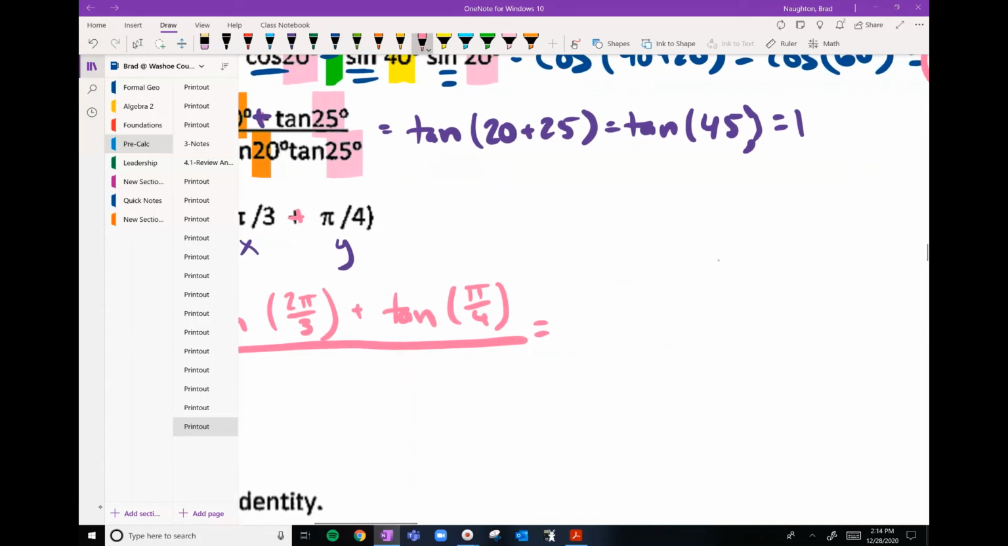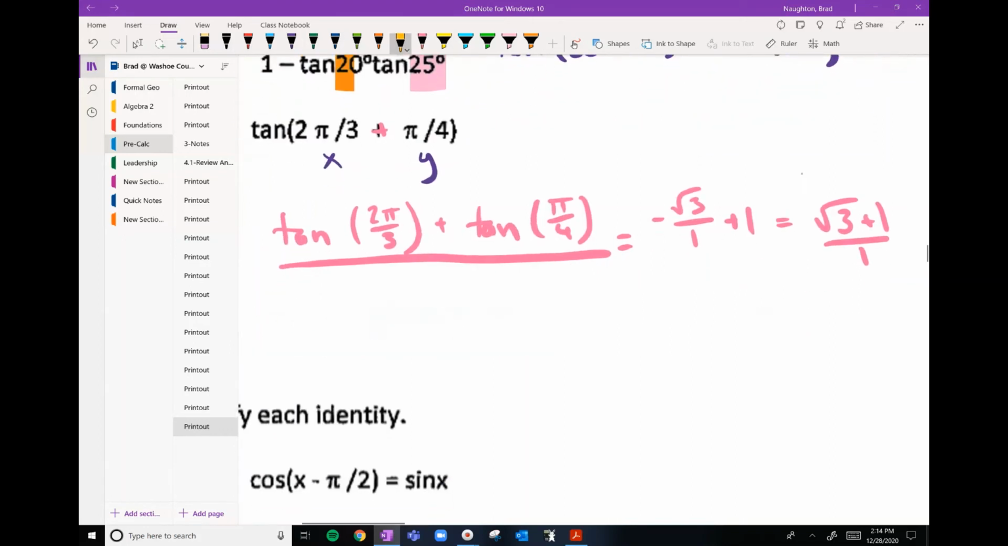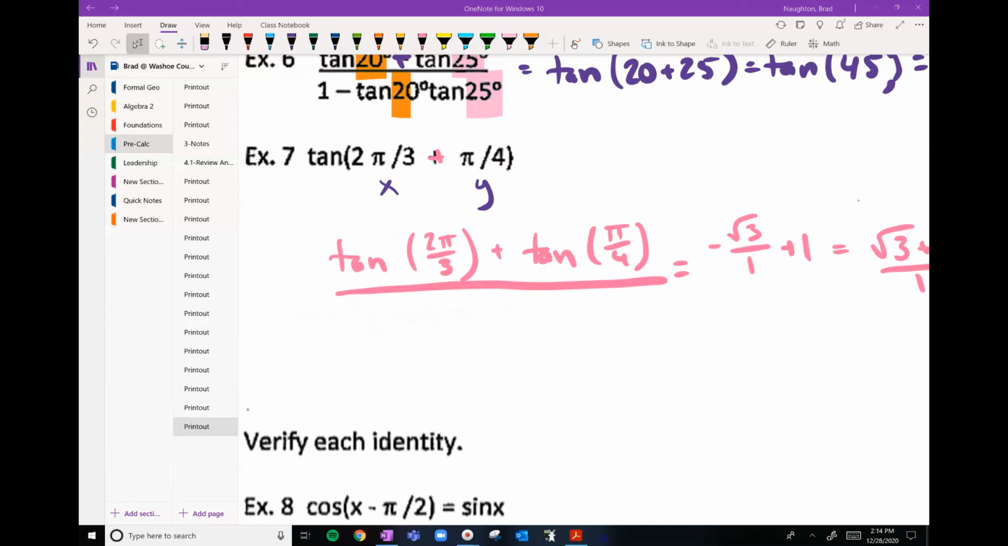So on the top, that's going to be a negative root 3 over 1, or negative root 3 plus 1. Now the nice part here is that this will count as our 1 fraction because all this is really over 1. We should probably have done this example first. It's a lot faster. So 1 minus tan of 2 pi over 3 tangent of 4 pi over 2.